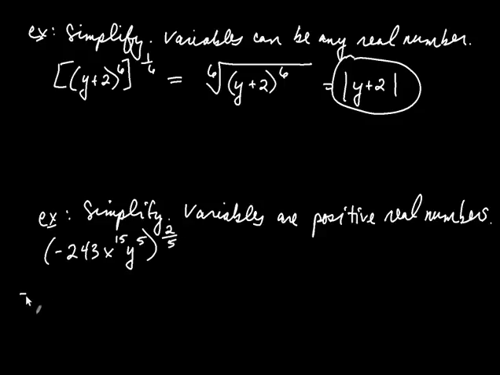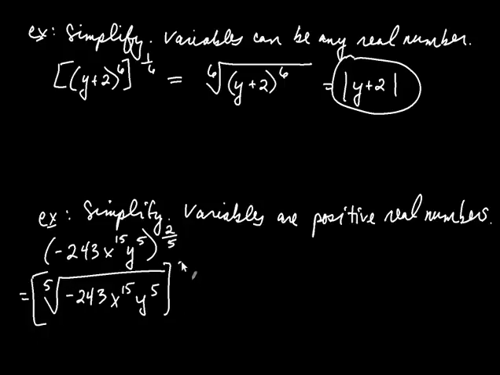So this is going to be the fifth root of all of the base. So negative 243, x to the 15th, y to the 5. And don't forget, you still have to take all of that and square it. So whatever I get there, I've then got to square it. Now the difficulty of this lies with dealing with the 243.